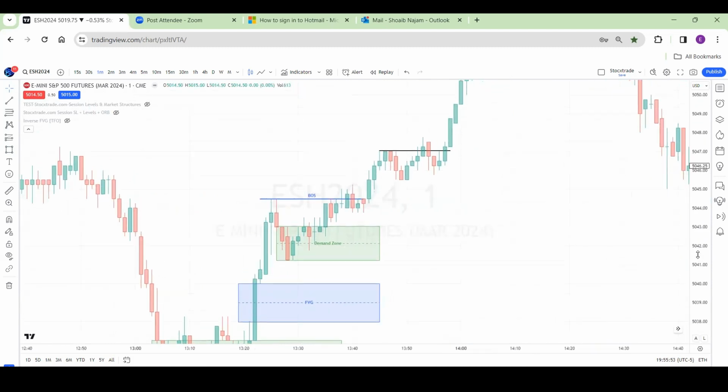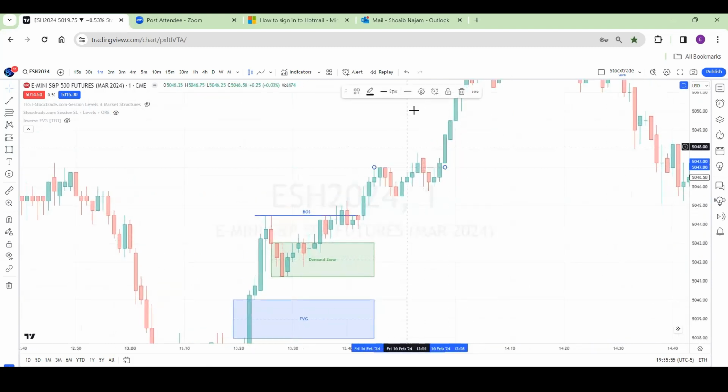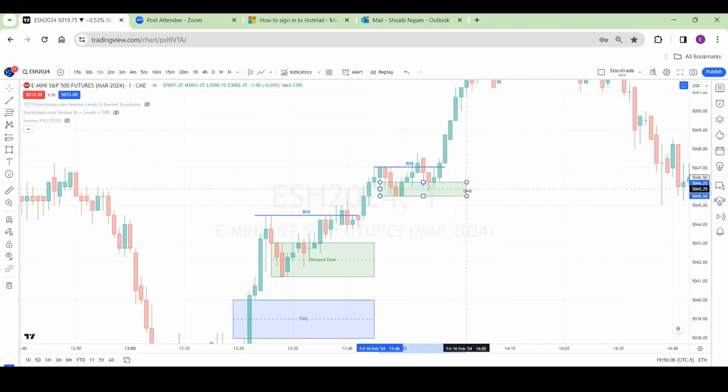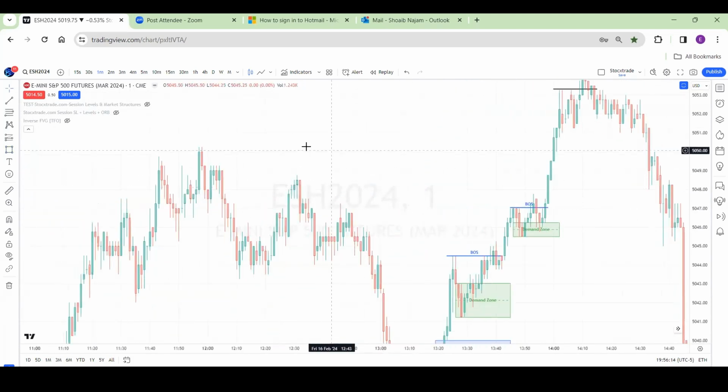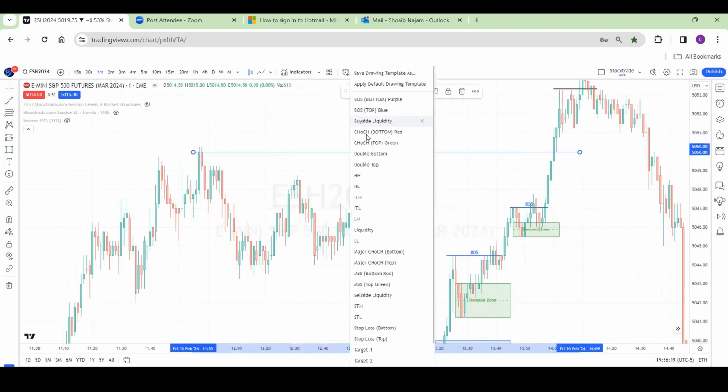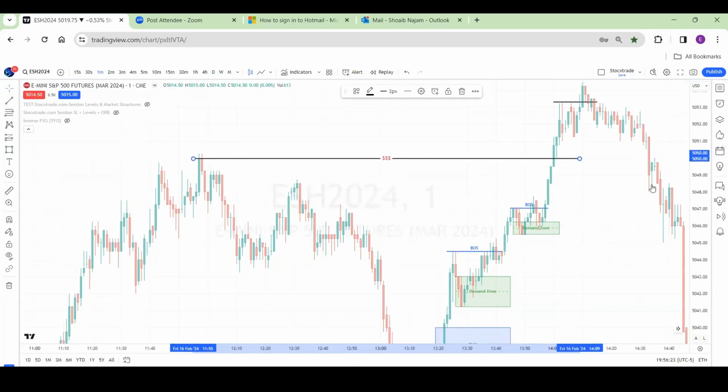Full. Okay. So once you saw the break of structure, you can mark the demand zone. So this is your demand zone. This time you are able to get inside the trade. And what will be your target? If you are in the trade, just mark the target, the next level, the next liquidity level. This should be your first target.